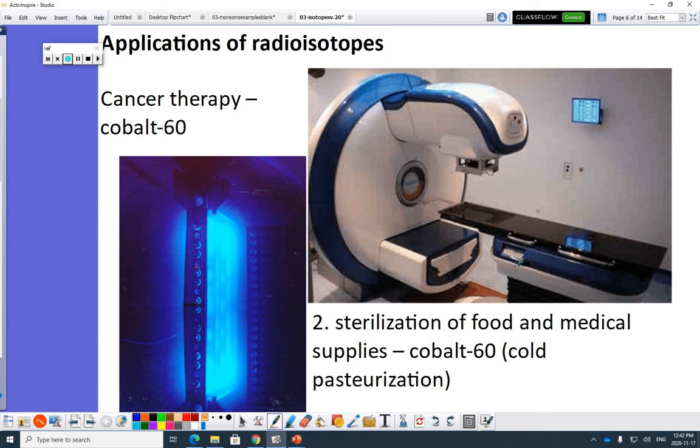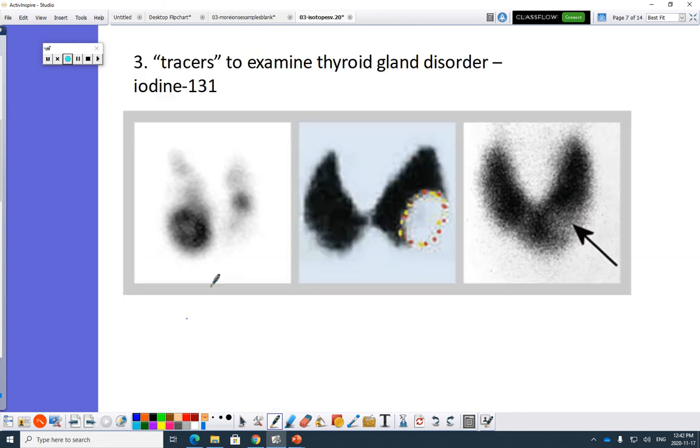So they can pass it through a cobalt-60 source. Cobalt-60 is a common isotope. It's easy to get. It's not that expensive. But you still have to handle it with care. Don't get me wrong. And then another thing, this one is specifically with the thyroid, but we use tracers in medicine all the time.